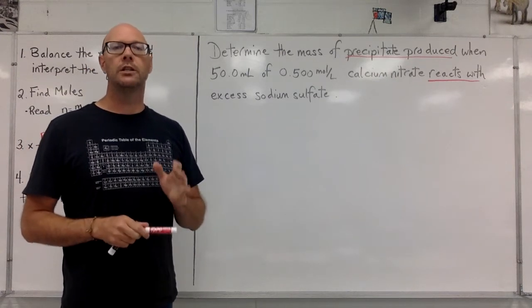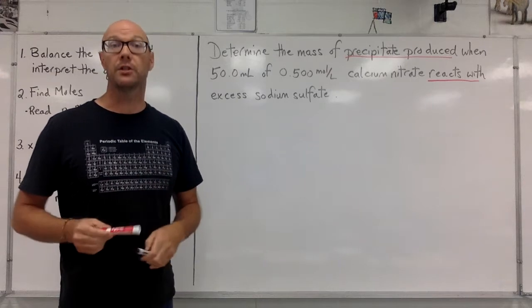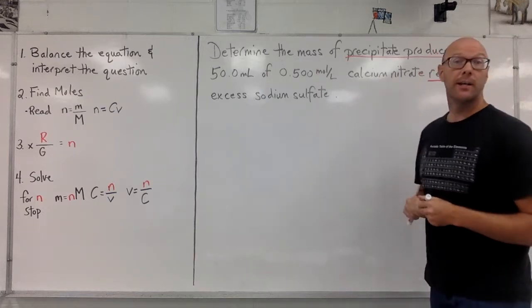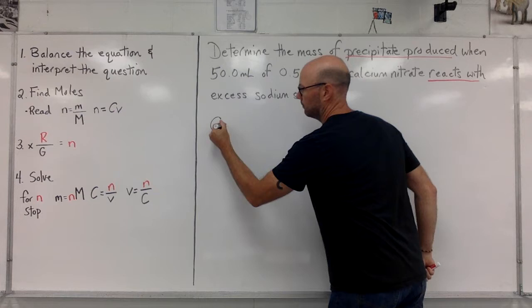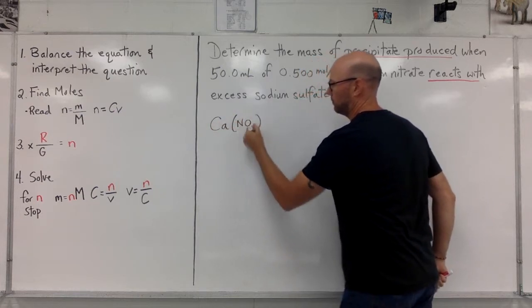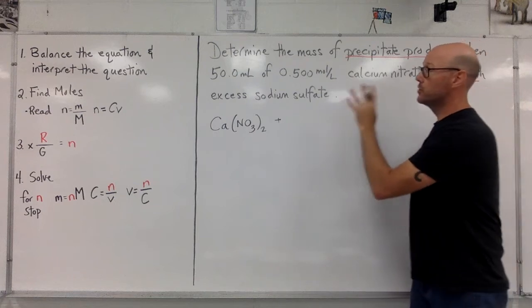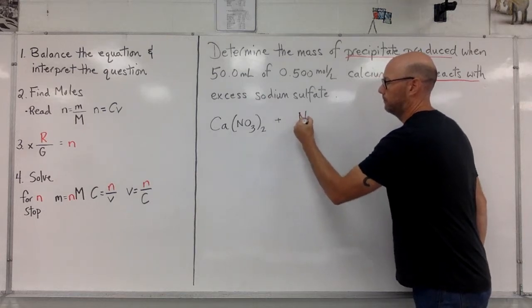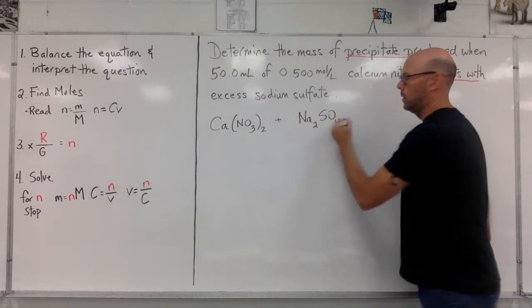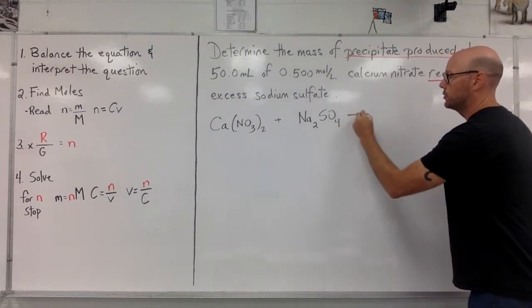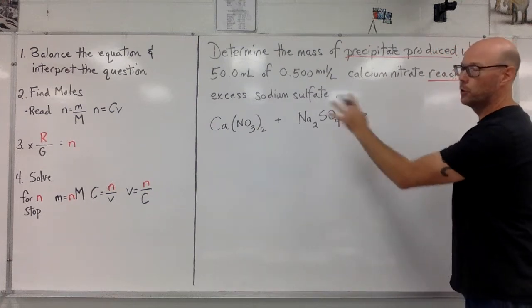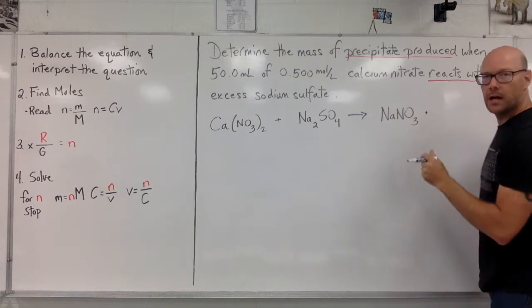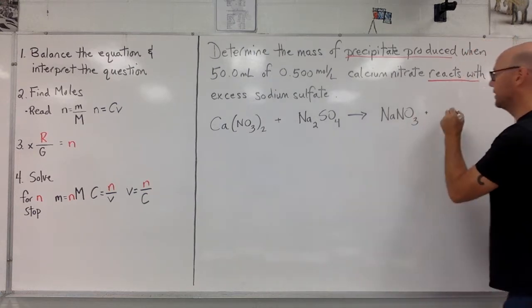We need to do what we need to do to come up with the balanced chemical equation. That's our first step. Here we go. Calcium nitrate. Calcium is a 2+, nitrate is a 1-. Reacts with sodium sulfate. Sodium is a 1+, sulfate 2-. We have a double replacement reaction. The sodium and the calcium are going to exchange spots. The sodium gets together with the nitrate. And the calcium 2+ together with the sulfate 2-.